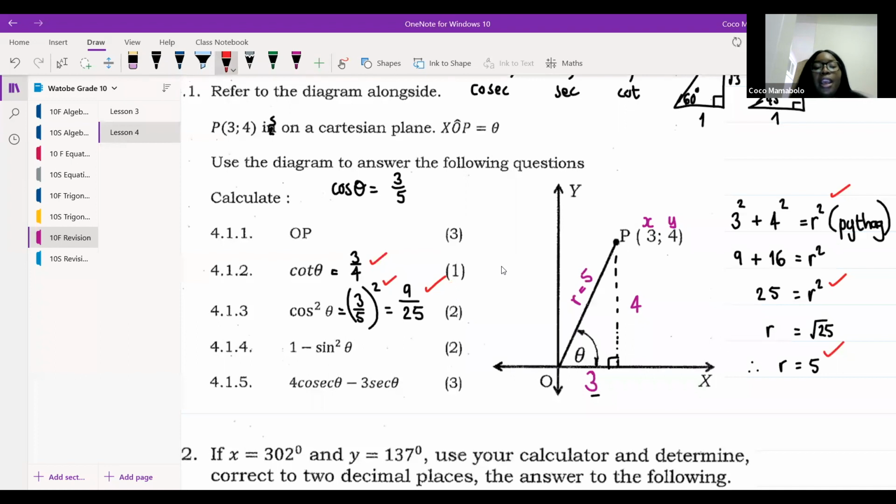Okay, now let's look at this one over here. It says 1 minus sine squared theta. Excellent, that's what I was looking for. Now we need to go and find sine squared theta. So look at the drawing that we have and find me sine squared theta.